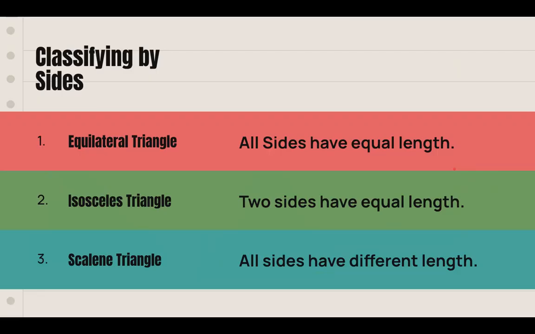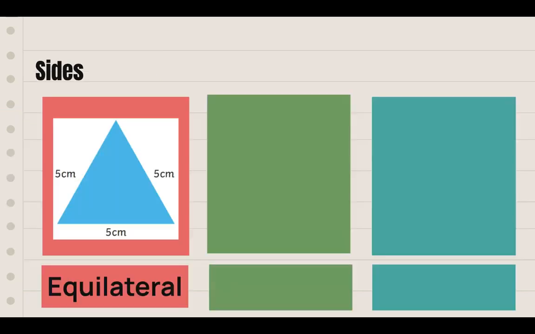The other way to classify our triangles is by their sides. An equilateral triangle, every single side is equal. An isosceles triangle, two of the sides have equal length. And in a scalene triangle, every single one of the sides has a different measurement, a different length.